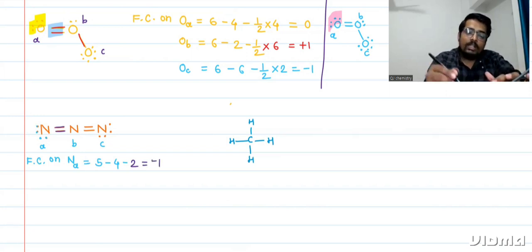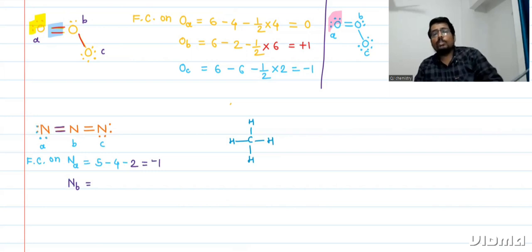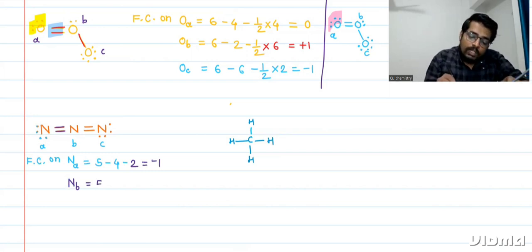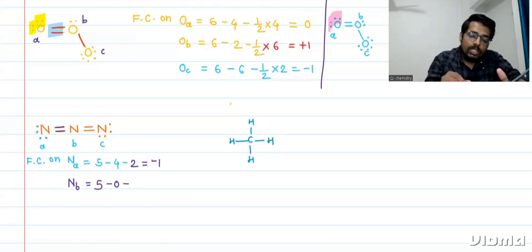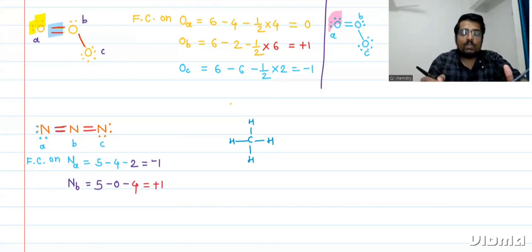Now, similarly, find the formal charge on nitrogen B. We know that the valence shell electrons in a nitrogen atom is 5, right? So 5 valence electrons minus the number of dots, which is 0, meaning the number of electrons on nitrogen B is 0, minus the number of covalent bonds associated with nitrogen B. How many covalent bonds are there in total? 1, 2, 3, 4. 4 lines are there, minus 4. So the formal charge on the central nitrogen atom is plus 1.